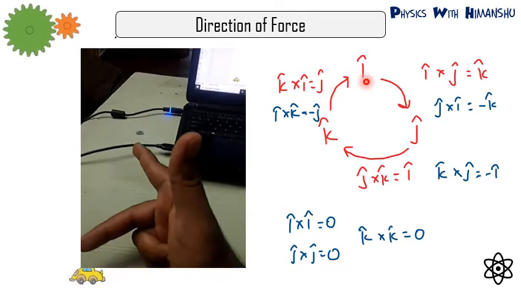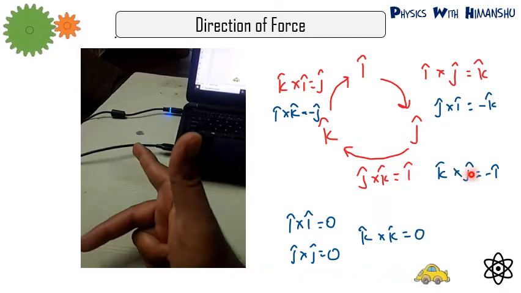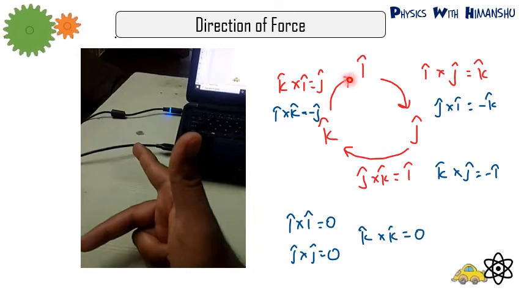Either you can find direction with this method, or we can also use the vector product method. So for I cross J, you first draw I, J, K and then move in the clockwise direction. I cross J will be K, and in the opposite order, J cross I will be minus K. J cross K will be I, and K cross J will be minus I.